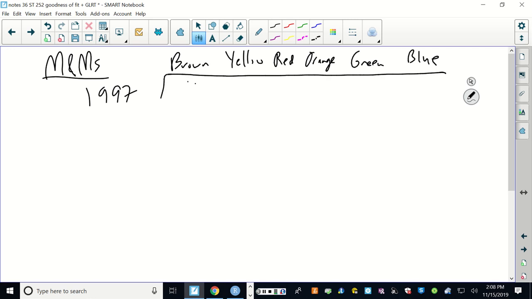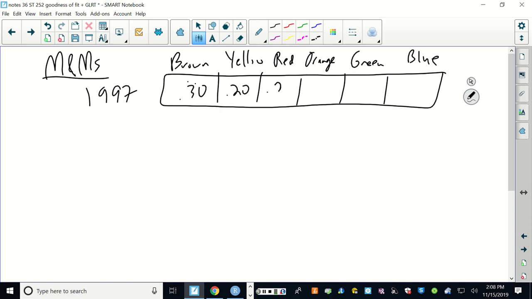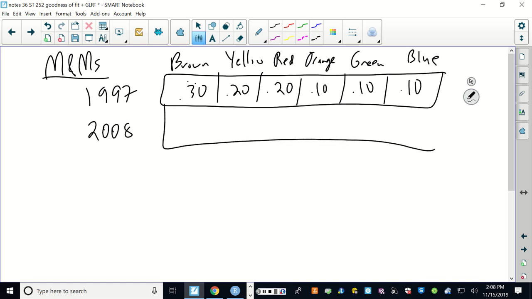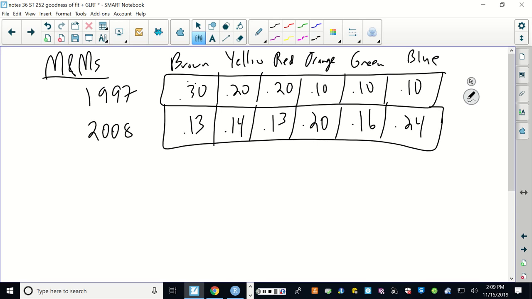The proportions of M&Ms produced and put randomly into the sacks apparently were 0.30, 0.20, 0.20, 0.10, 0.10. That's apparently what it was in 1977. In 2008, the proportions were changed: 0.13, 0.14, 0.13, 0.20, 0.16, 0.24.